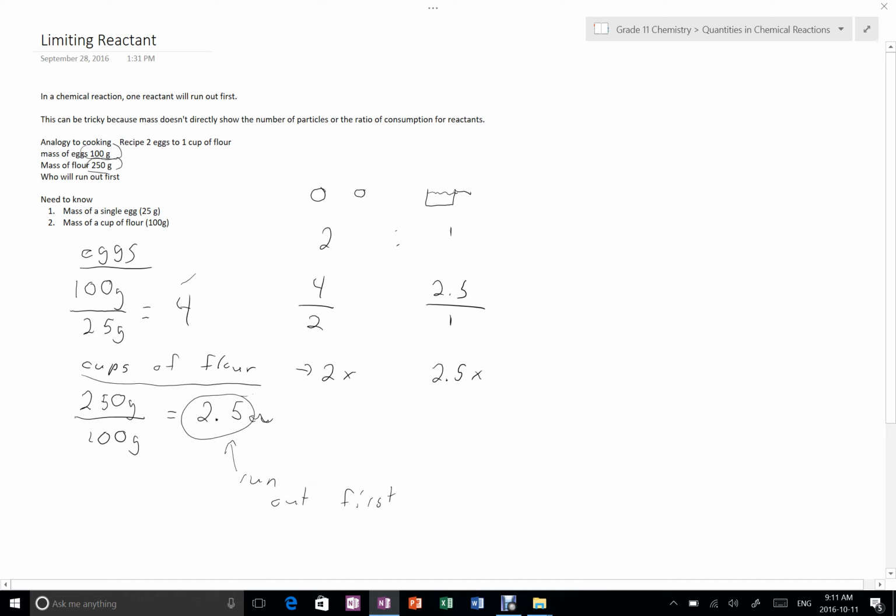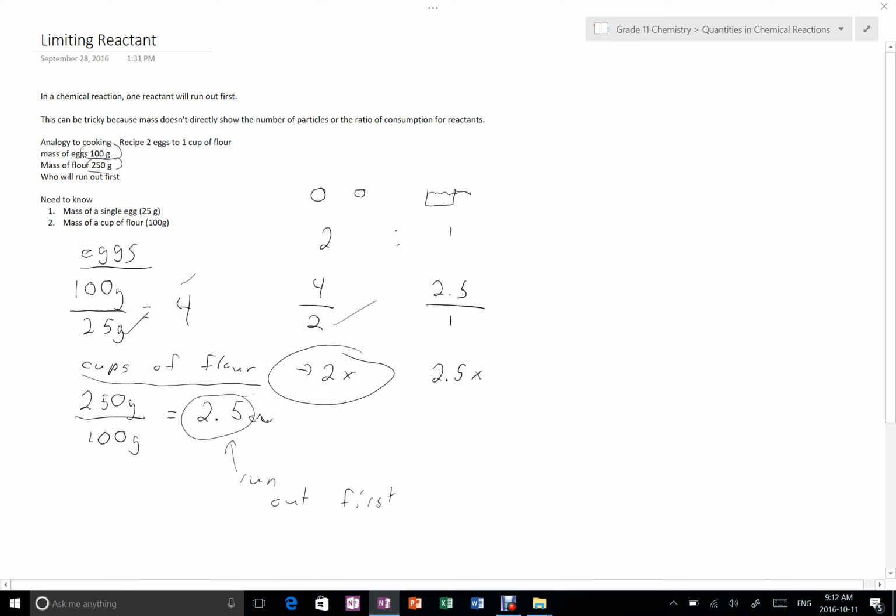So now that we've taken into account the mass of the individual atom and the ratio in which the atom is used, now we can compare these two numbers and see that the eggs can only make 2 batches or 2 times the recipe, and so the eggs will run out first because the flour can make 2.5.